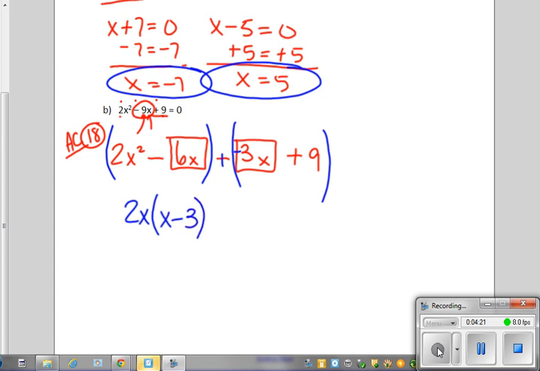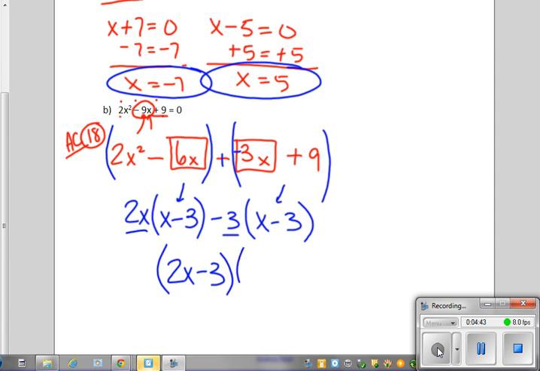Now, we have to get to x minus 3 for a second set. So what can we factor out of the next group? That would be a negative 3. When we factor out the negative 3, we wind up with x minus 3. Remember, we want two binomials that have the same thing. Now we can go ahead and rewrite this. We'd say 2x minus 3 is one binomial, and the second binomial would be x minus 3.